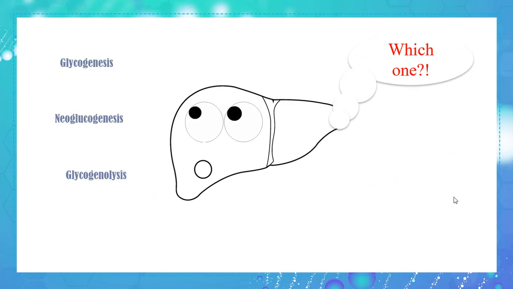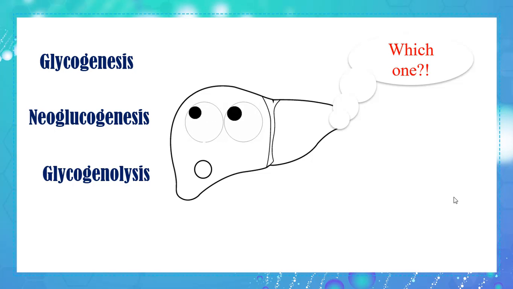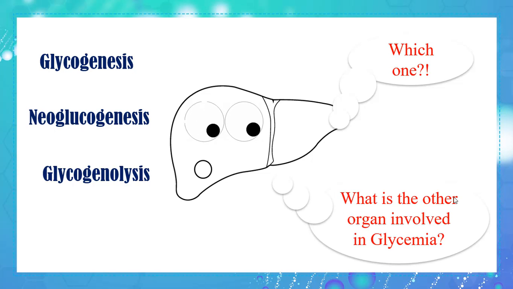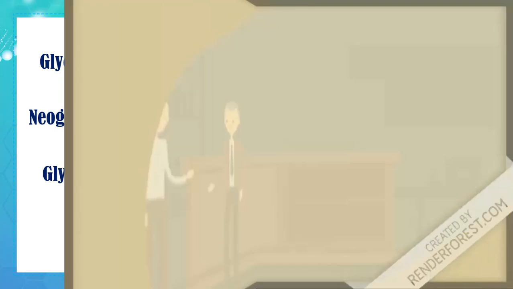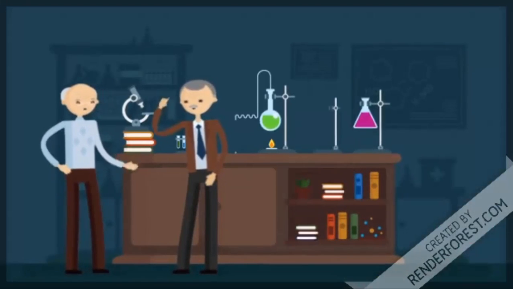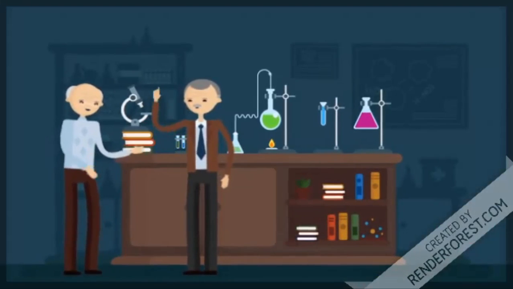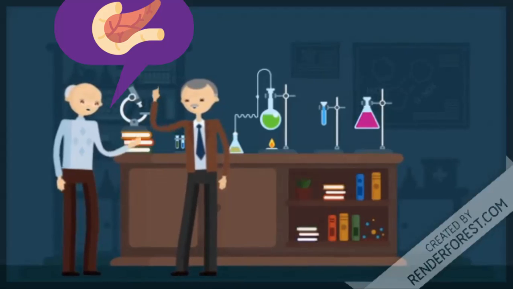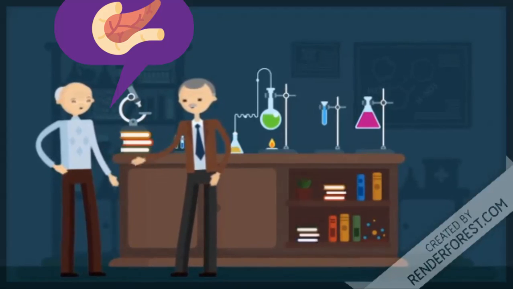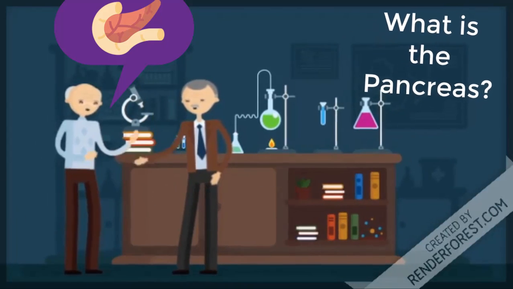However, how does the liver know which reaction it must make? What is the other possible organ involved in glycemia? Let's concentrate to find the correct answer. Our question was answered after several scientific studies, where it was found that the pancreas is the organ involved in glycemia. What is the pancreas?